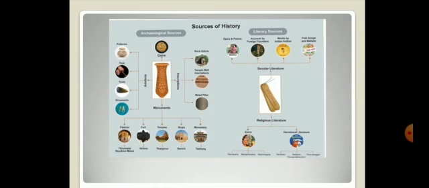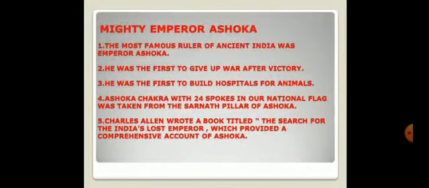Okay, children. The next one is the mighty Emperor Ashoka. The most famous ruler of ancient India was Emperor Ashoka. Ashoka gave up war after seeing many people grieving death after the Kalinga War. He was the first to give up war after victory.